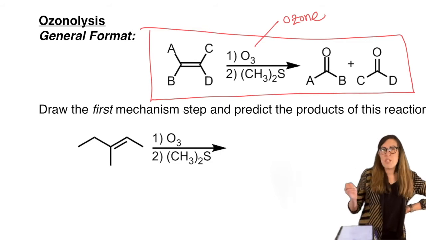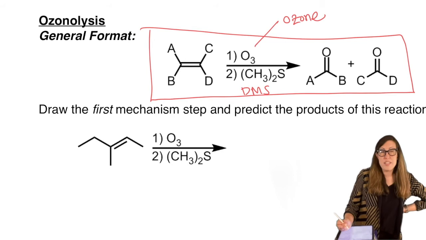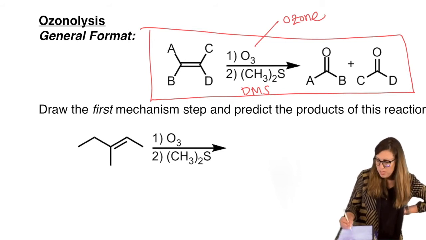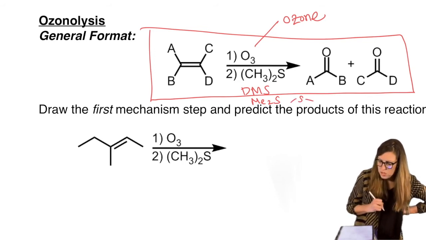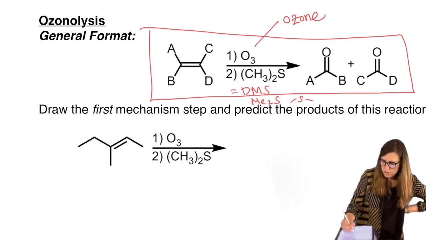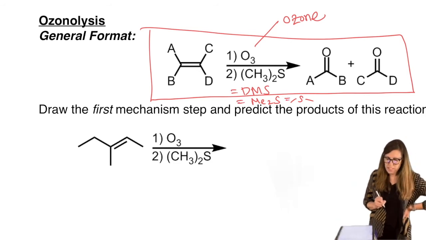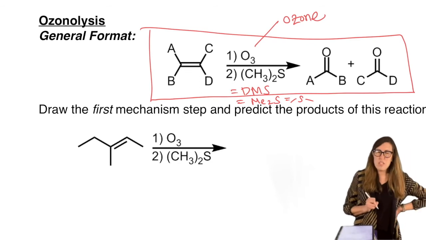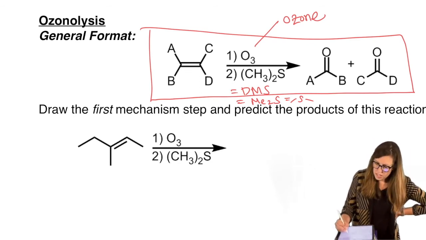The second step is our reducing agent, which is DMS. Written out as dimethyl sulfide. Could be Me2S. It could be the whole Lewis structure, like that. So you should recognize all of those different ways of writing out DMS. Very common second step. Now, what we get here is our product.